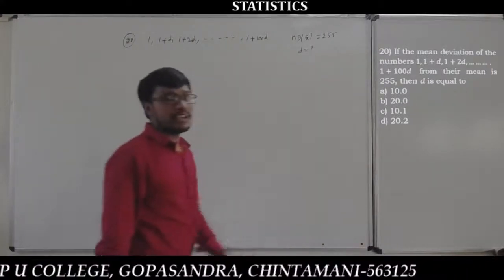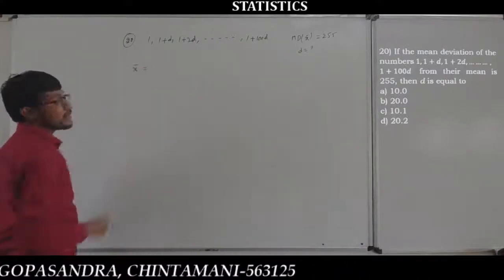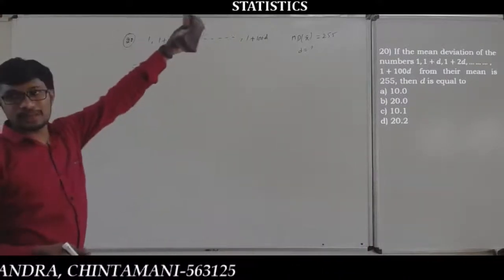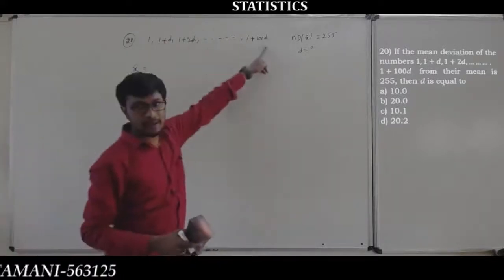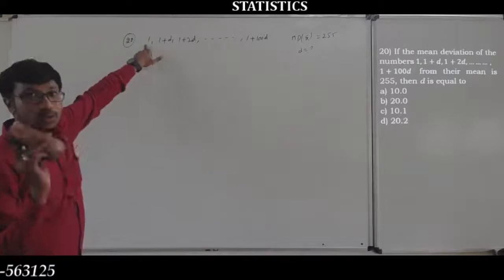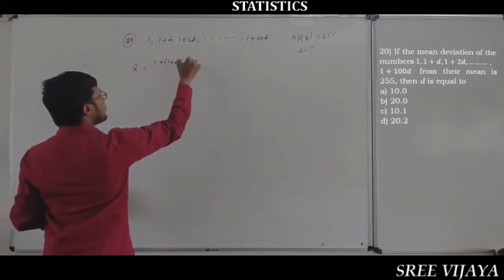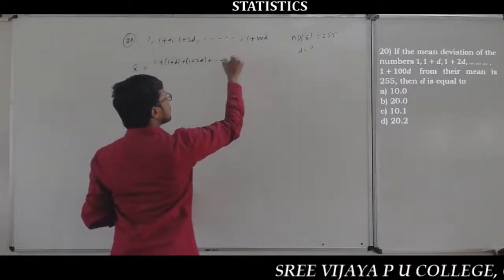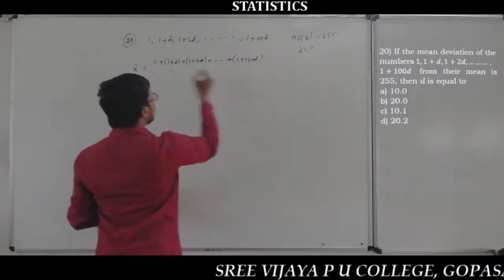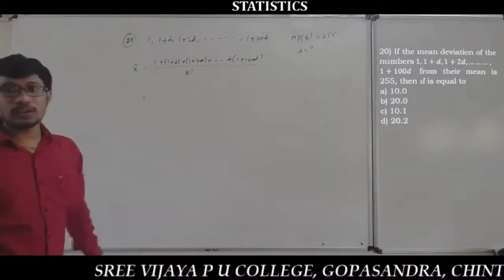What is mean deviation? So mean deviation from the mean: first of all you can find the mean, right? X bar is equal to adding all the observations. How many observations are there here? From this to this 100, extra one, so 101 observations in total. So 1 plus d, 1 plus 2d, and so on, plus 1 plus 100d, divided by the total number of observations, 101. This is how you can find it.